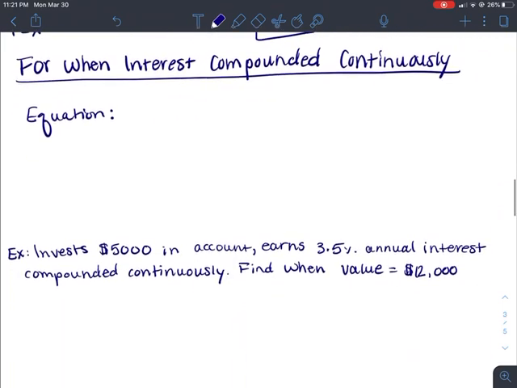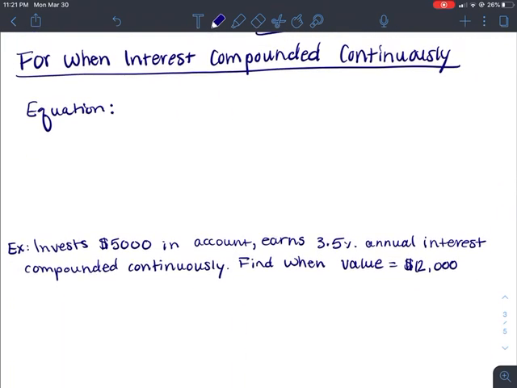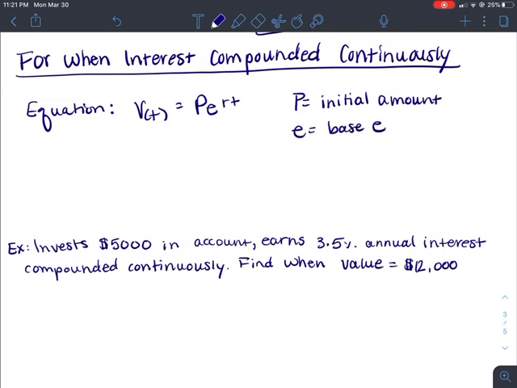All right. So now they want us to find the equations for when interest is compounded continually. This is a completely different equation. We have v of t equals p e to the rt. p is still our initial amount. e is our base, so it's the constant e. We have r, which is still our interest rate, and t still equals time.